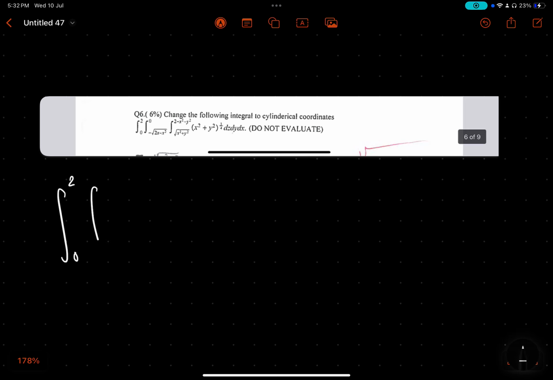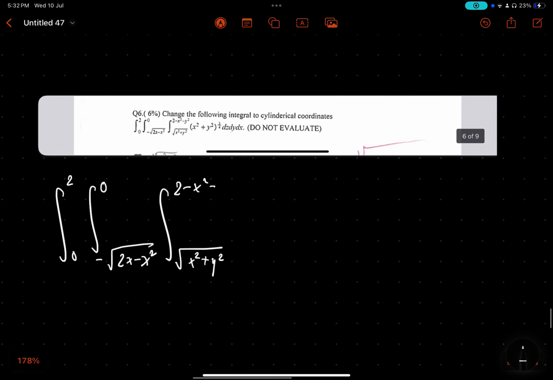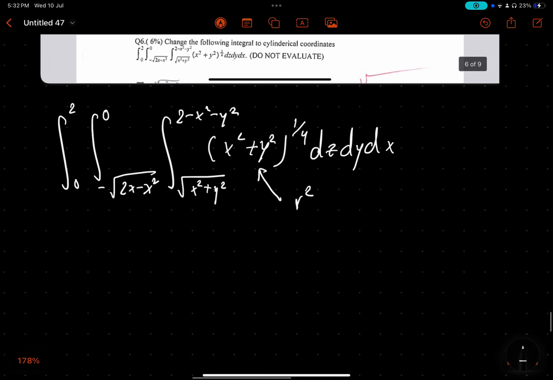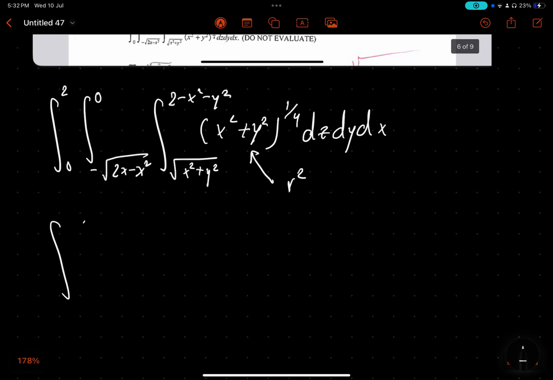Now we have the integral from 0 to 2, from negative square root of 2x minus x squared to 0, from square root of x squared plus y squared to 2 minus x squared minus y squared, of x squared plus y squared to the power of 1 over 4, dz dy dx. Okay, so I could see r squared, and let's just change to cylindrical now.